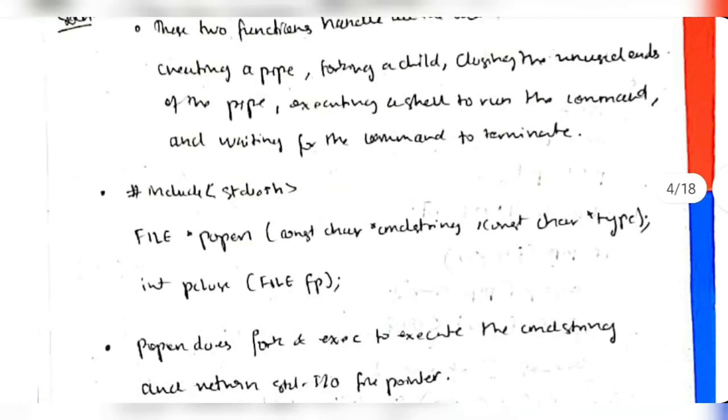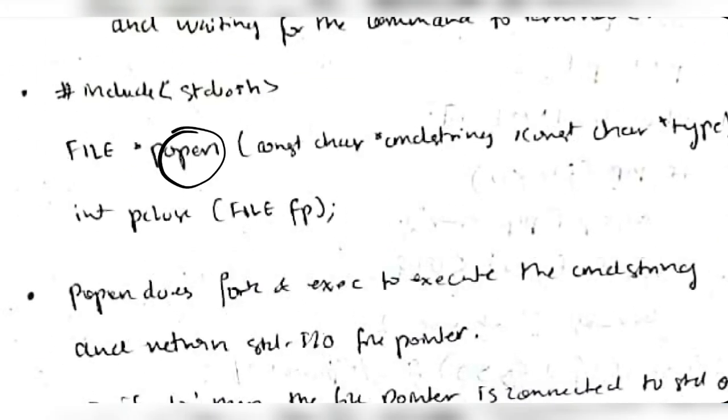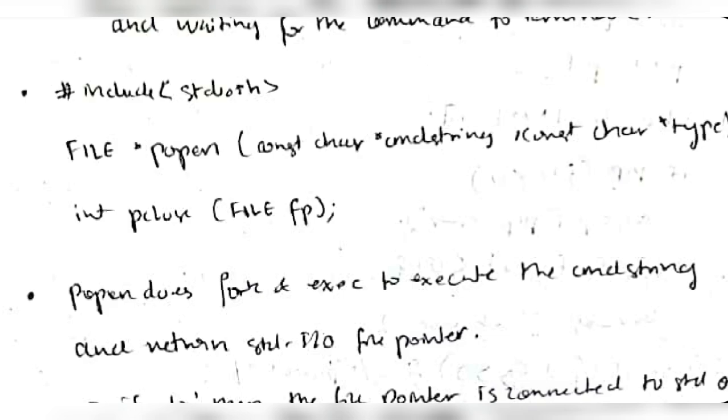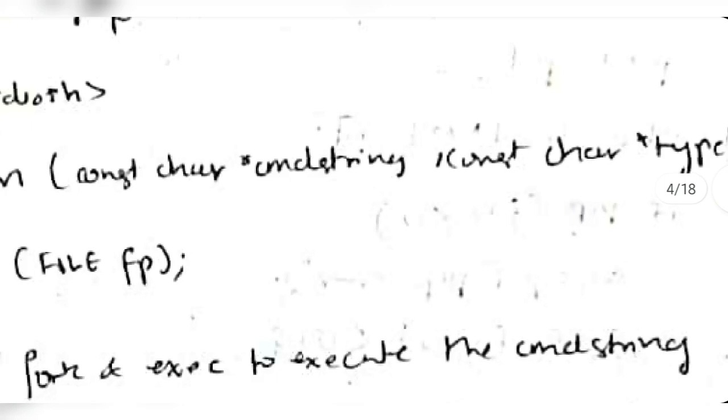Now let's come to the syntax. The first is popen. We are considering popen's syntax here. A string is there and the type is there. Just remember this one. In popen, there is the string which you want to make a pipe for, and the type of it. Just remember it that way: string is there and type is there.